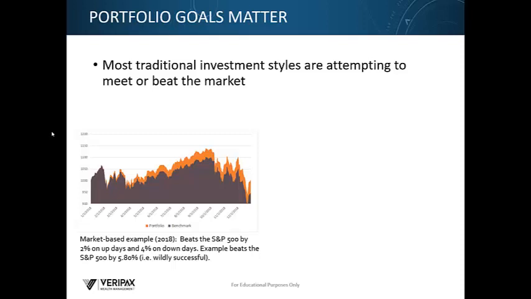So I used an example here. I took the S&P 500 results for 2018, that's in purple, and I just built a hypothetical portfolio. For every day that the market went up, I increased that daily return by 2%. And on any day during 2018 when the S&P went down, I reduced the daily loss by 4%. So in gold here is a hypothetical portfolio that beat the benchmark every single day of the year. And by the end of the year, it was up 5.8%. So by most measurement standards, that would be wildly successful.